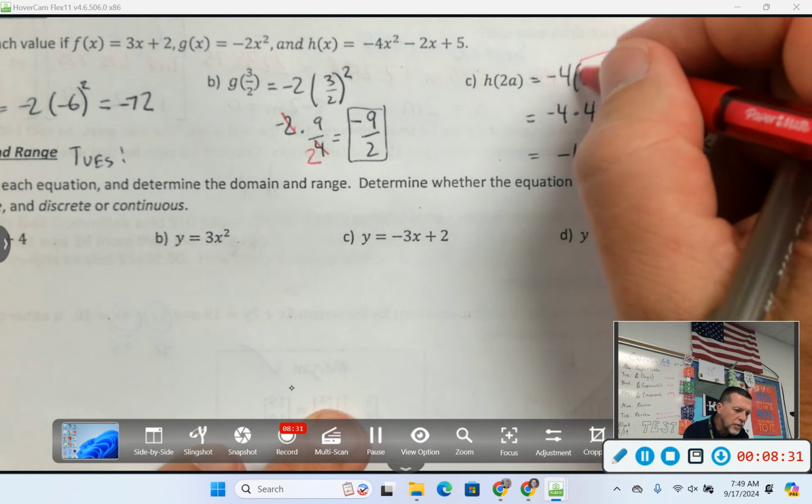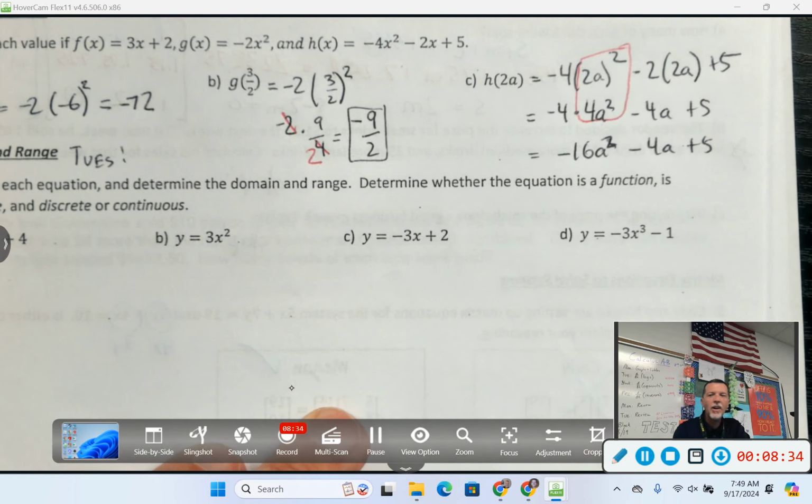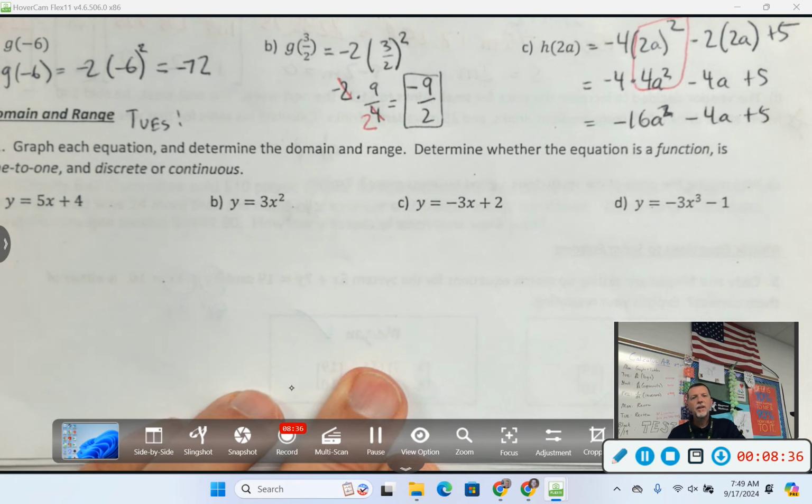The trick there is going to be, are people going to square the 2 and the a, or are they only going to square one of them? I hope they square both of them.